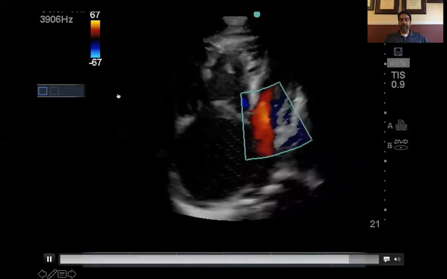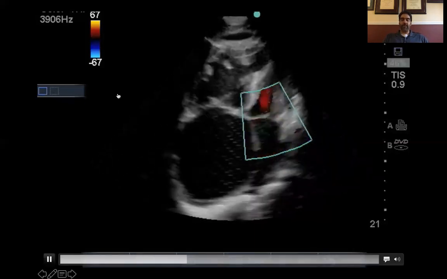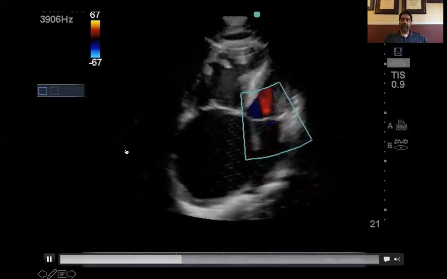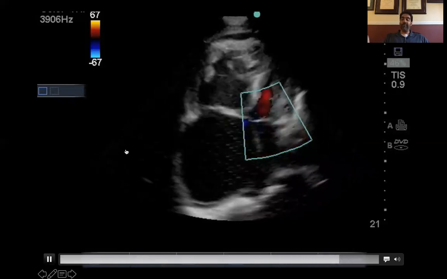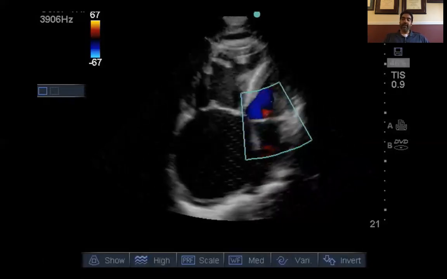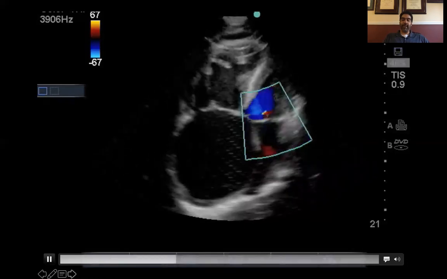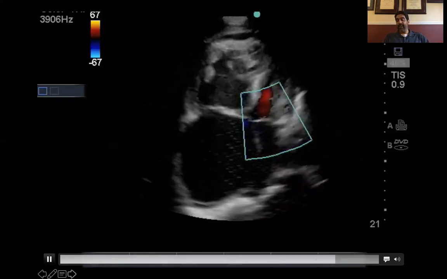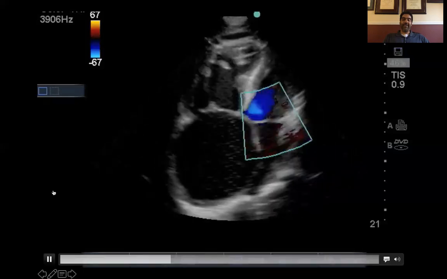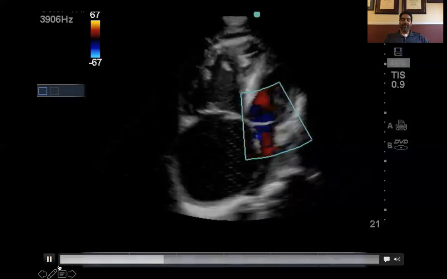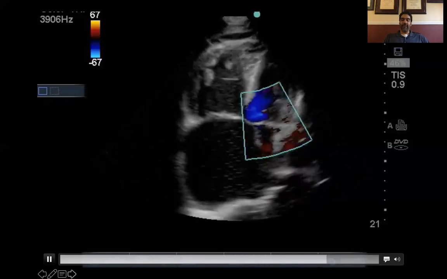It was thought initially that McConnell sign was specific for pulmonary embolism, but it turns out that anything that can cause either an acute or even a subacute chronic rise in RV afterload can cause McConnell sign. So it's not necessarily specific for PE. Okay, but if you see this, it indicates that there is a significant, end-stage amount of RV pressure overload resulting in RV dysfunction as well.